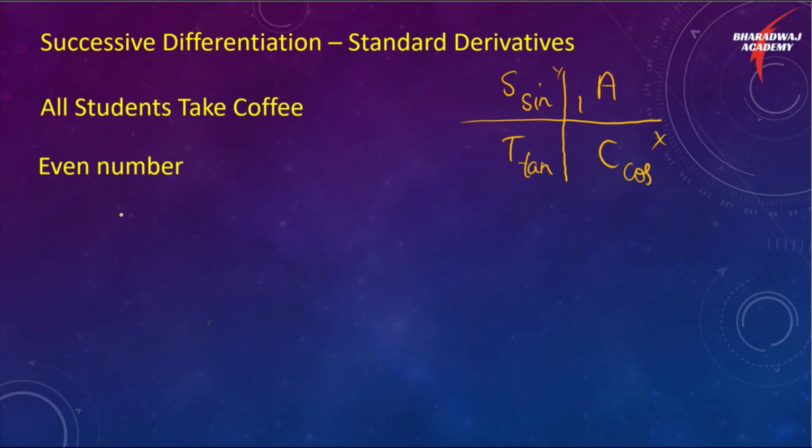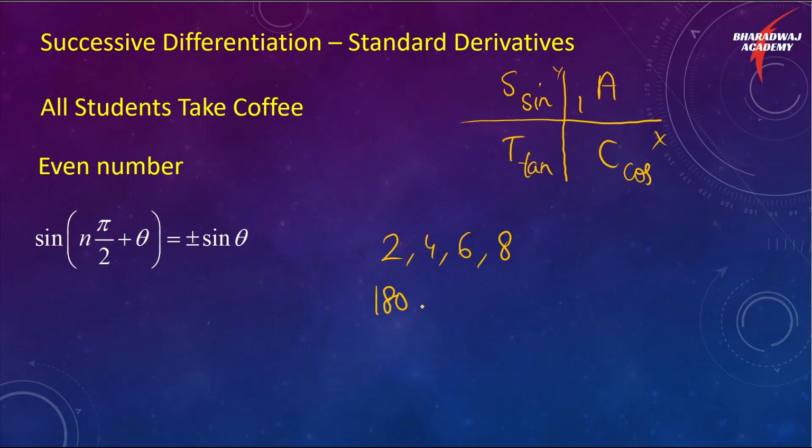If we take even numbers such as 2, 4, 6 and 8, we will get this result. Let me dwell more on this for now. What is 2 pi by 2? It's pi, which is 180 degrees. 4 pi by 2 is 2 pi, which is 360 degrees. And what is 6 pi by 2? It is 3 pi, which is 3 times 180, that is 540.